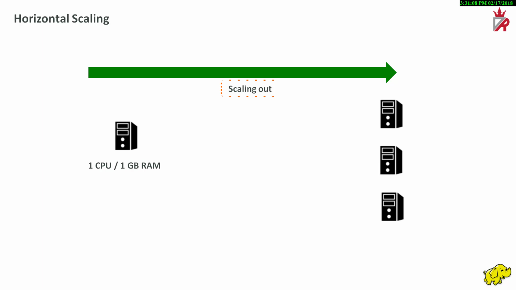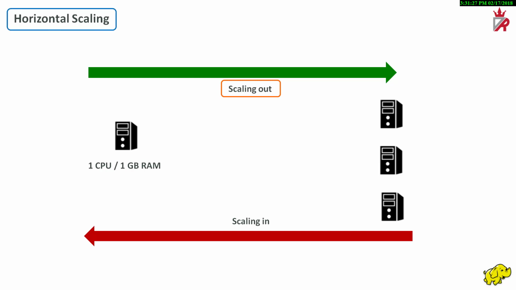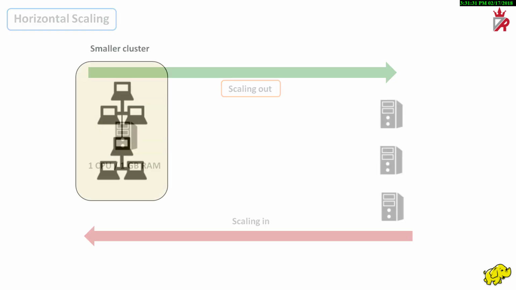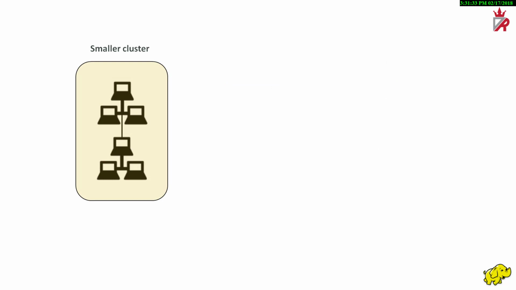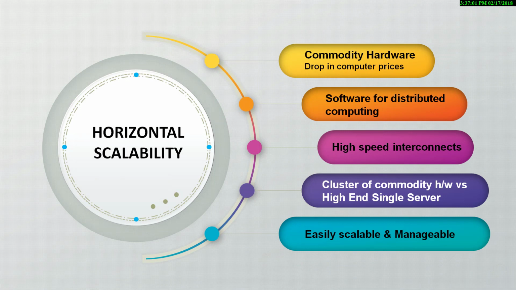Let us note the term scaling out. Scaling out is a process of adding more nodes or computers to the existing ones and interconnecting them together. Scaling in is exactly the opposite of scaling out. This scaling out or scaling in can also be called horizontal scaling. A smaller cluster with a smaller number of nodes can be easily scaled out to form a bigger cluster based on our requirement. Let us look at some of the factors that favor horizontal scalability.